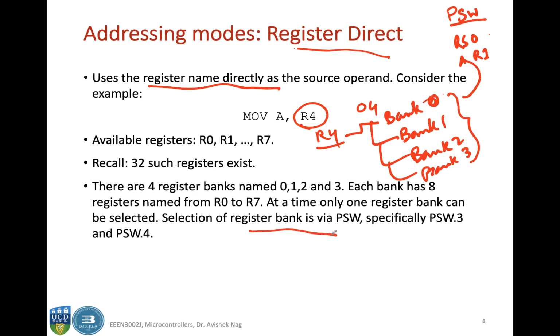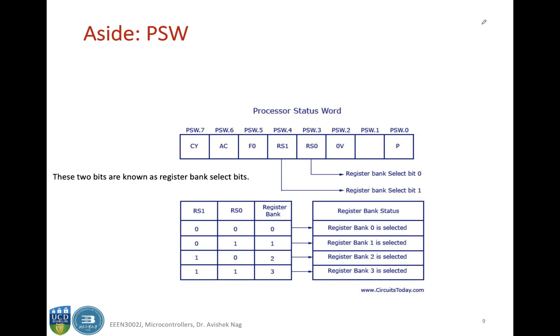So selection of register bank is via PSW, specifically the PSW3 and PSW4, or in other words RS0 and RS1 bits. This is the schematics of the PSW. Okay, so we have covered PSW before, so this is a revisit of the concept. You have RS0 and RS1 here, which is the third and the fourth bit, and then based on these combinations you choose these register banks.